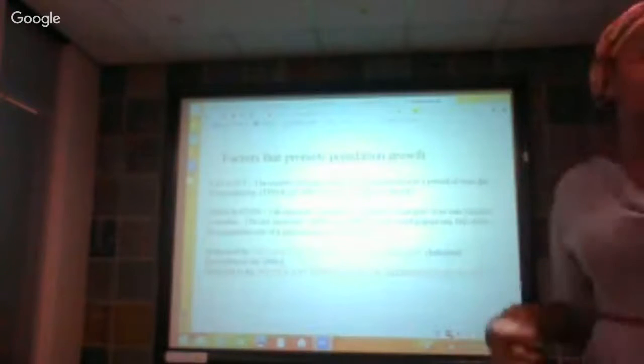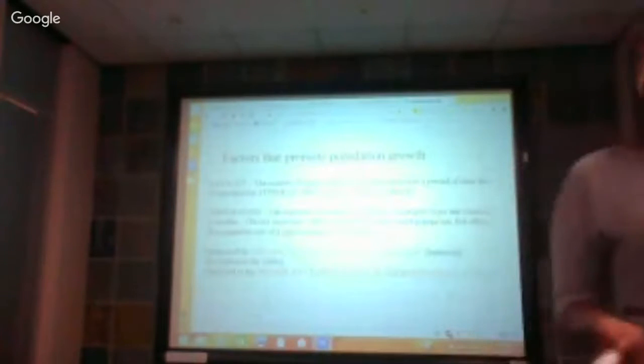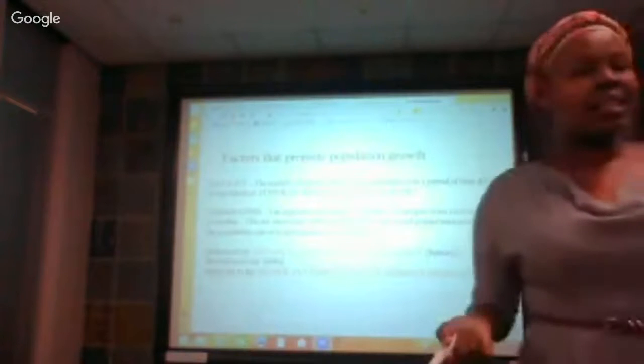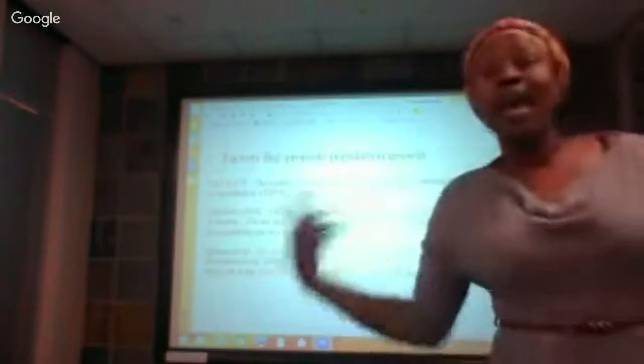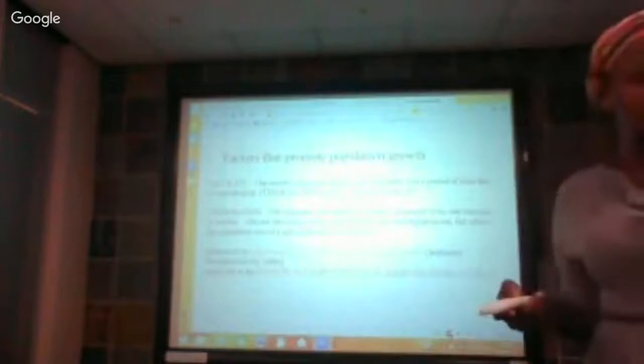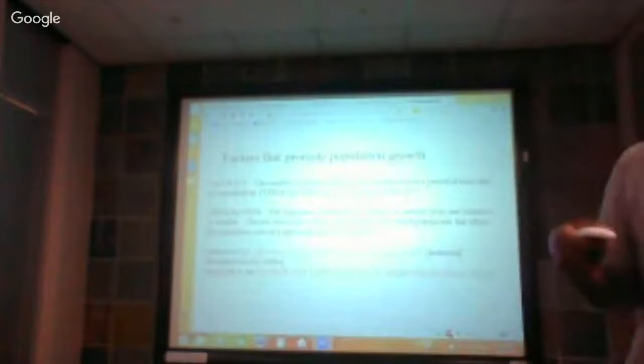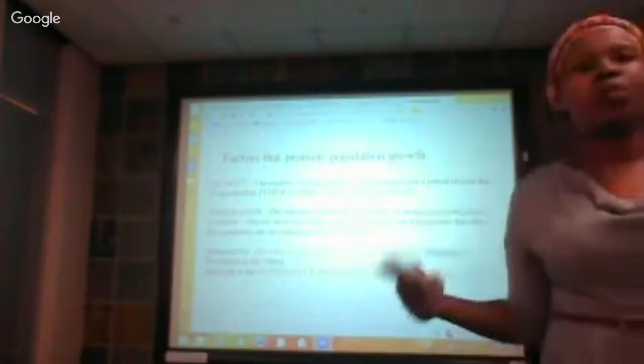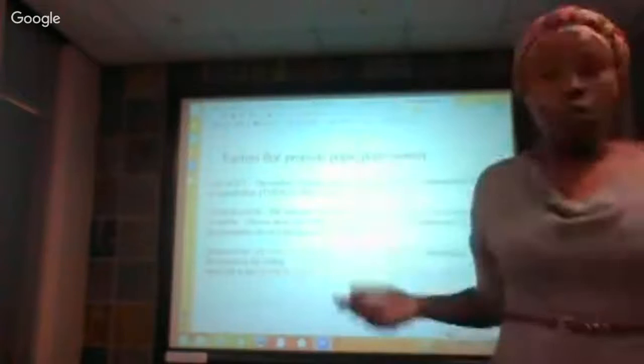Okay, there are various factors that contribute to population growth. One of them is natality, which is the number of people added to the population over a certain period of time through reproduction. We can think of the birth rate and the death rate. So if the birth rate is high and the death rate is low, obviously the population will grow.